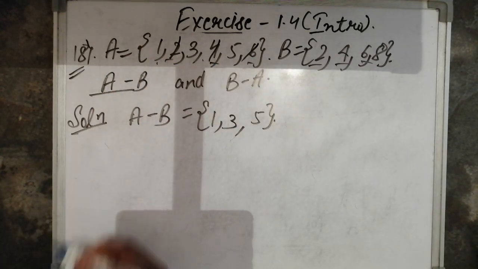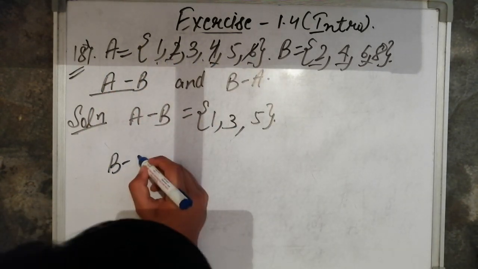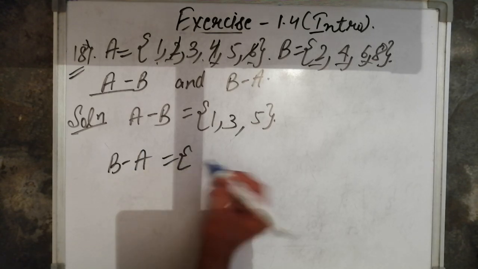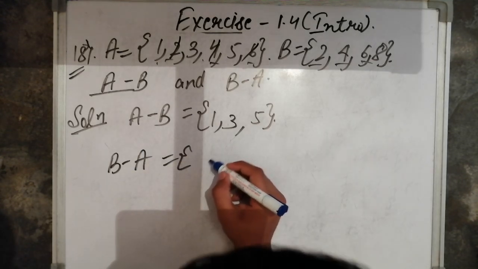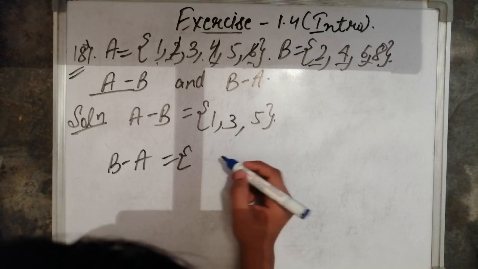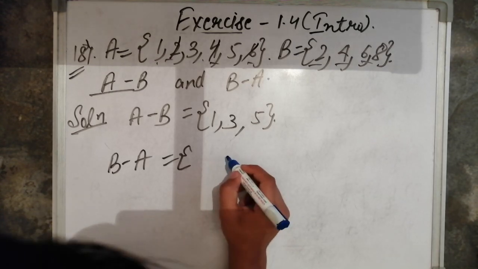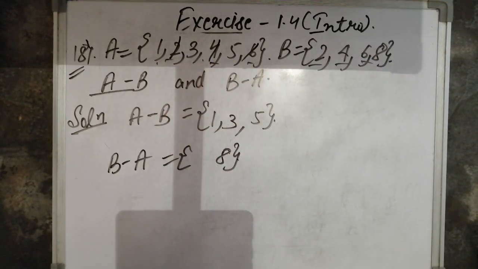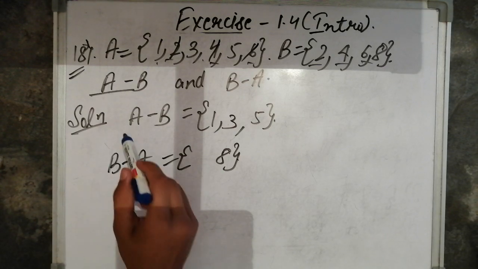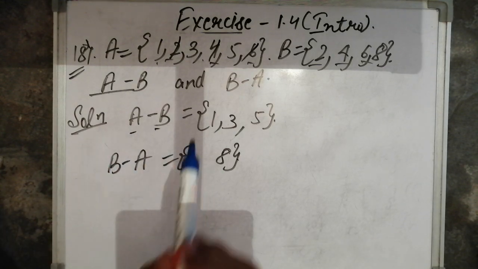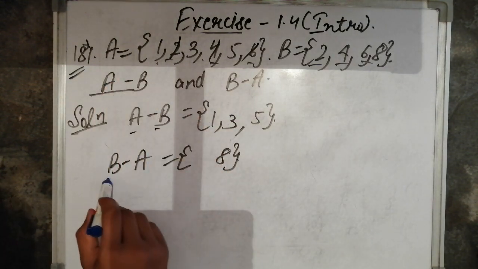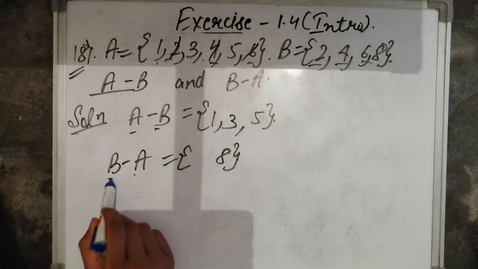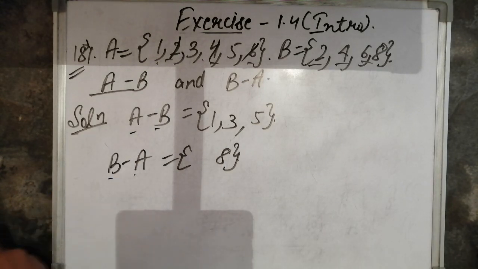Okay, and B minus A will have only 8 because 2 4 6 are present in set A as well. And students, if you notice it properly, in this A minus B the elements are of only A set, and in this B minus A the elements are of B set. Okay, now let's take the last example, which is the ninth example.